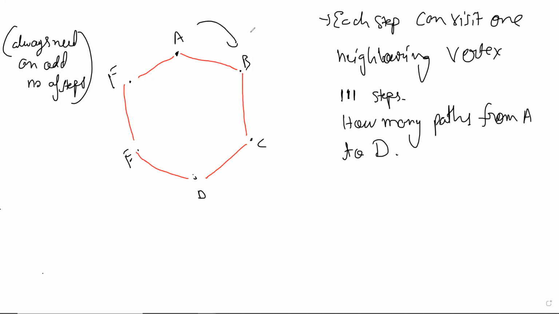You can go 1, 2, 3, 4, 5. So you can go from A to B to A to B to C to D. There are 5 steps, 5 edges, 5 moves. I mean, you only need an odd number of steps. That's all. 6n plus 3 is not necessary. And it is easy to prove that an even number of steps cannot be used.